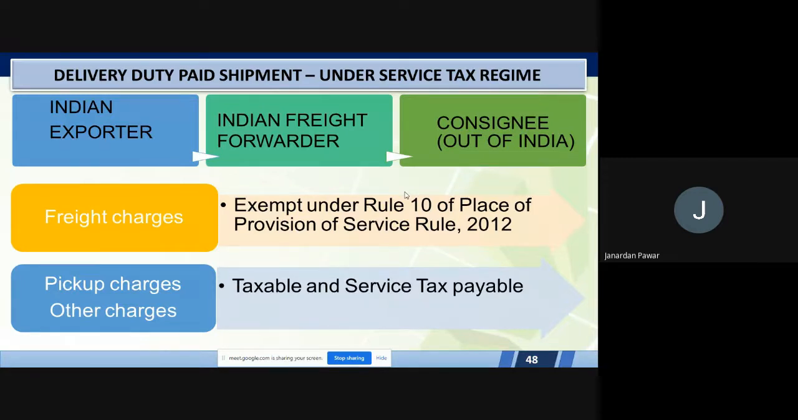So here, what have we understood? We have understood delivery duty paid shipment: if the delivery duty is paid as far as the shipment is concerned, what sort of service tax regime is applicable. We have taken one example of an Indian exporter who is exporting goods to a foreign country. For exporting goods, there is a person called the Indian freight forwarder, also called an intermediary. He does some work on behalf of the exporter, and even on behalf of the consignee. The consignee means the recipient of goods on behalf of the exporter, and he won't be in India. He will be outside India. That is very much clear.